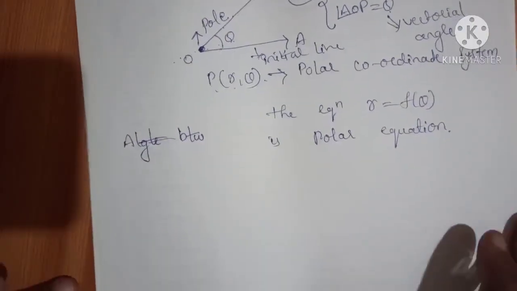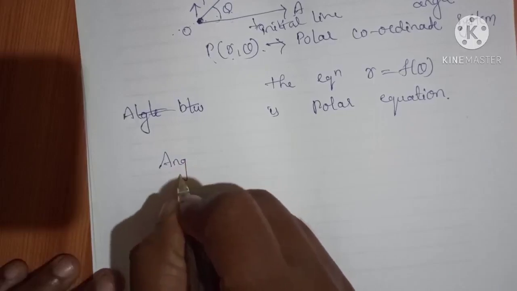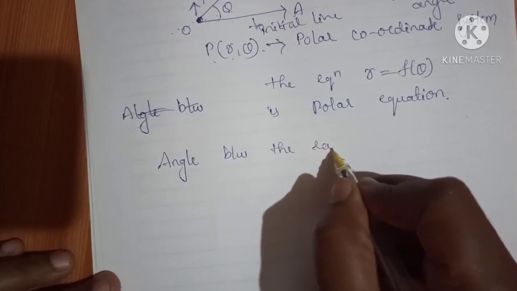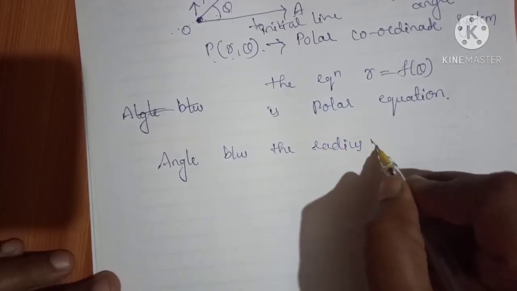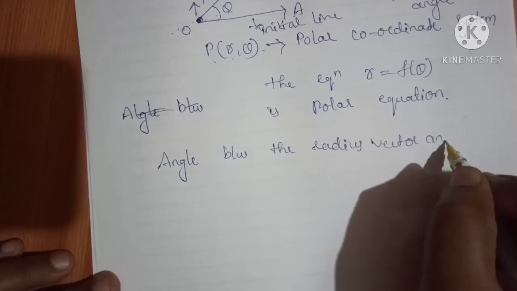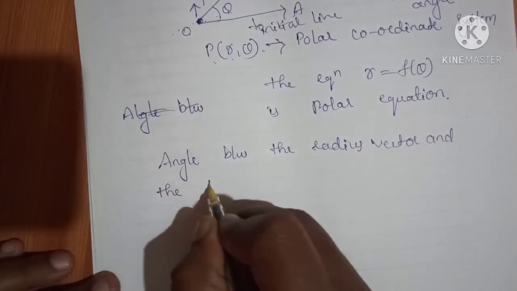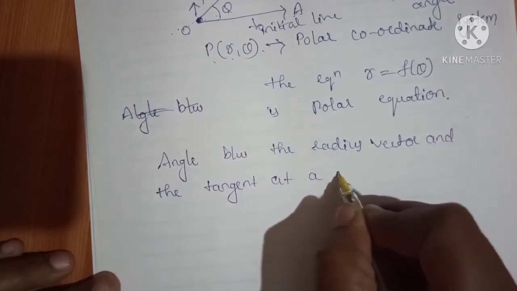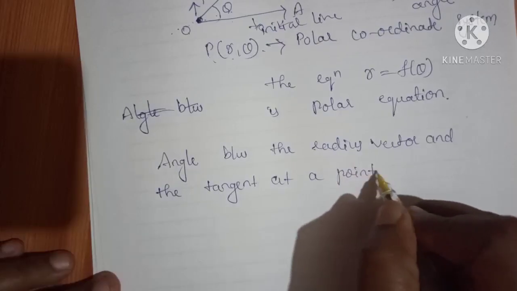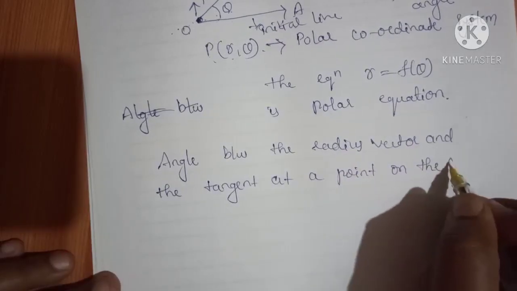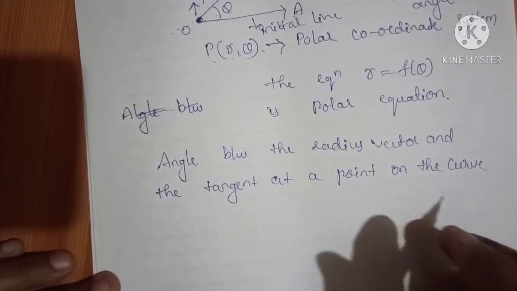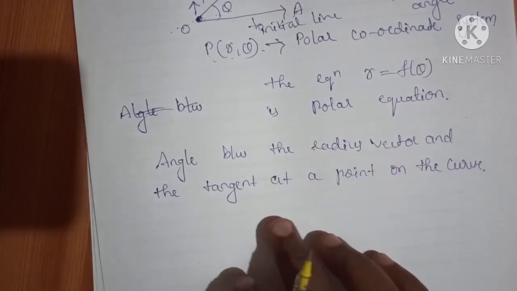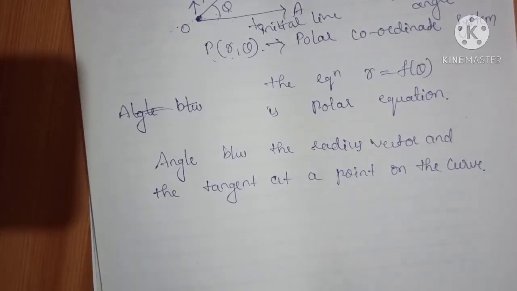Next, the angle between the radius vector and the tangent at a point on the curve. We derive an equation for the angle between the radius vector and the tangent at a point on the curve.